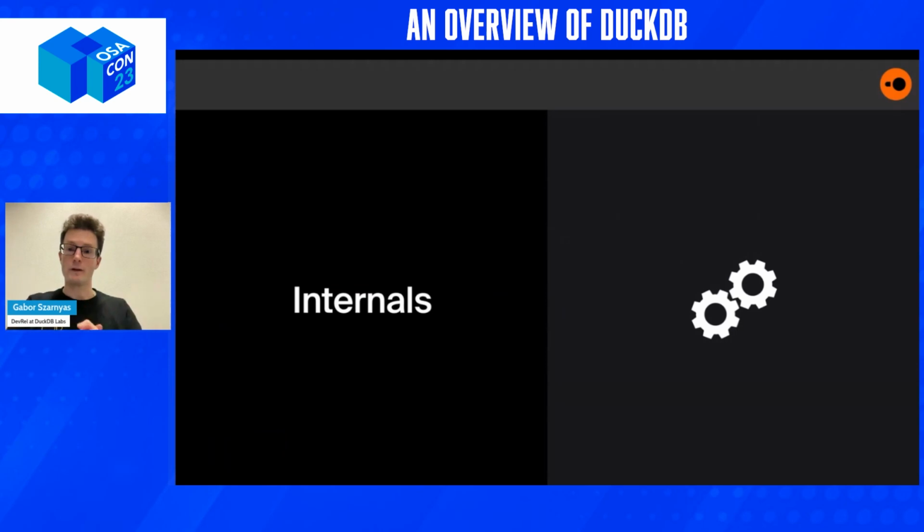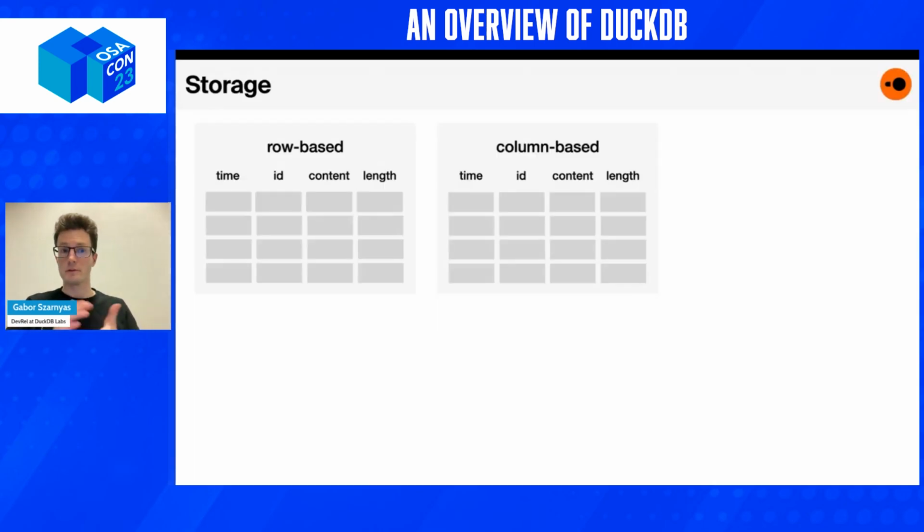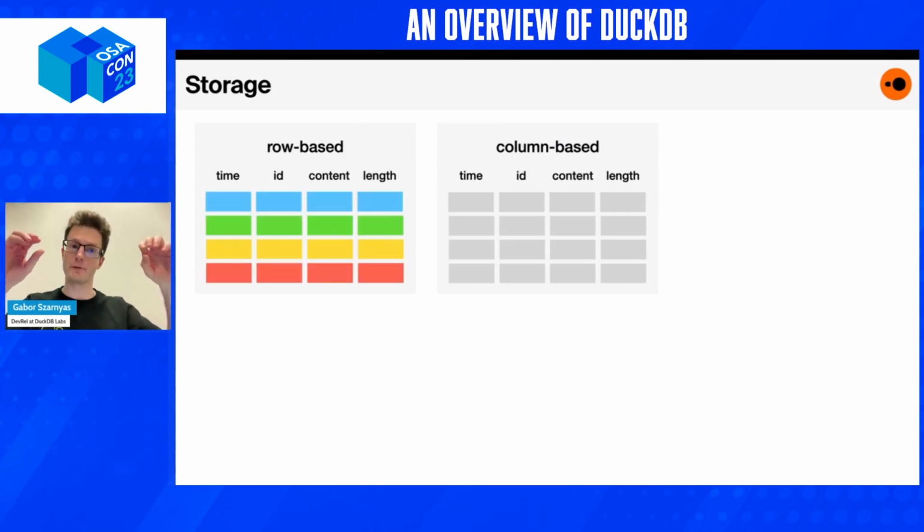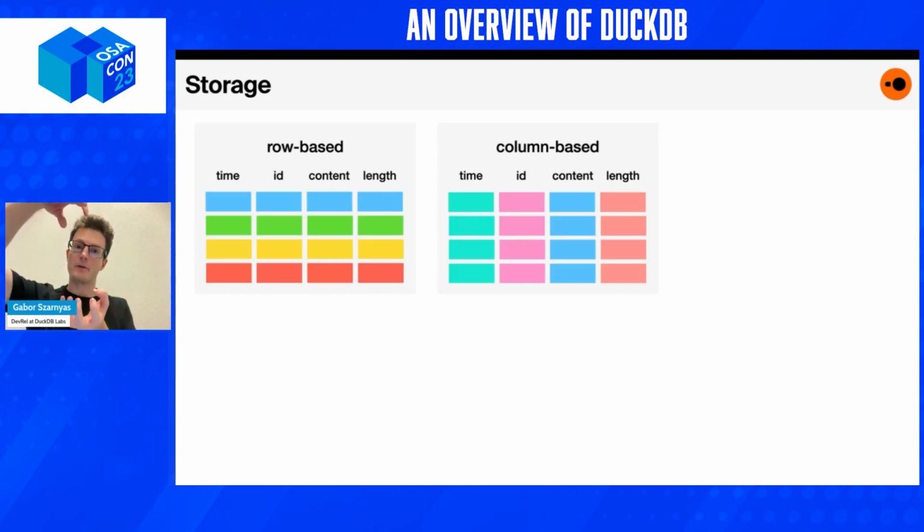All right, what allows this speed from DuckDB? So database systems come in two particular kinds. We have row-based and column-based storage. In row-based storage, we store the tuples together. And in column-based storage, we store the cells that belong to a column together. Now, this has a profound effect on execution too.